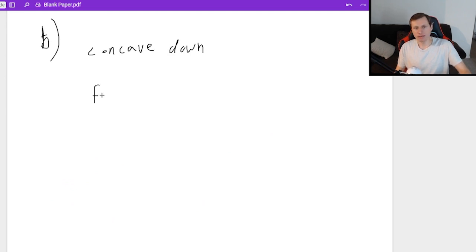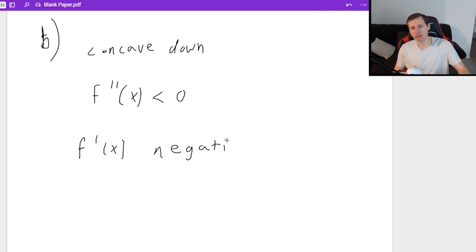Remember that concave down is where f double prime of x is less than 0, which, remember, I was given the graph of f prime of x, which means we're really looking for f prime of x, the derivative. So in other words, I'm looking for where f prime of x has a negative slope. That's going to be where f double prime of x is less than 0.